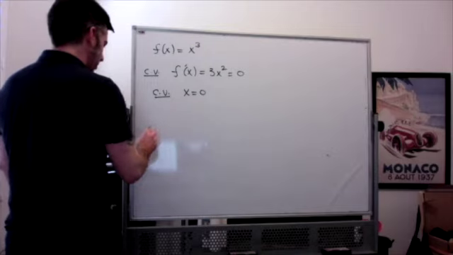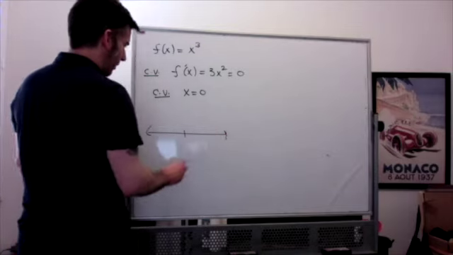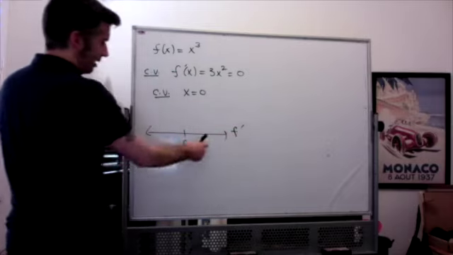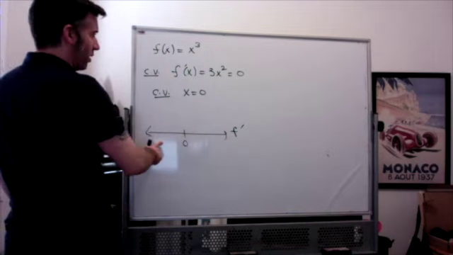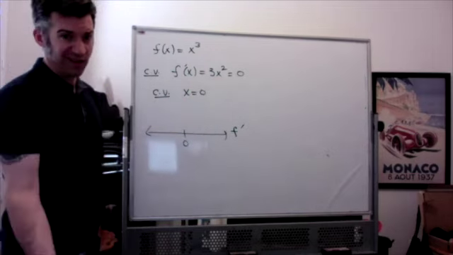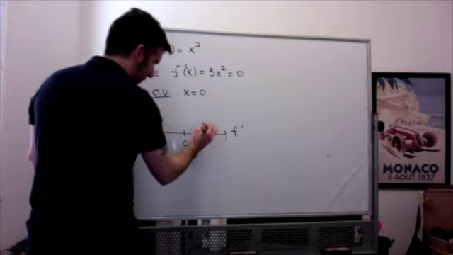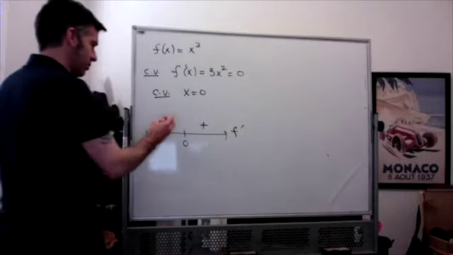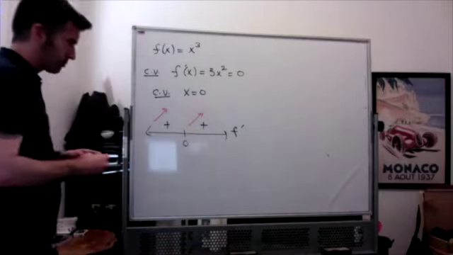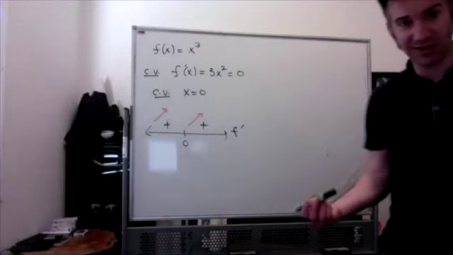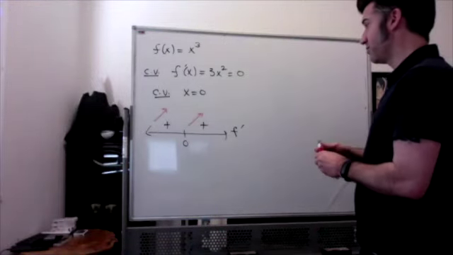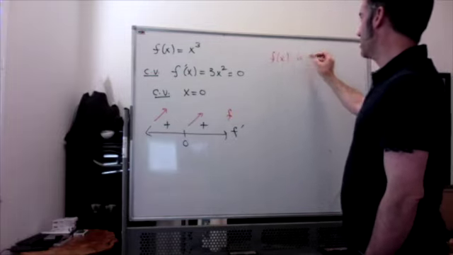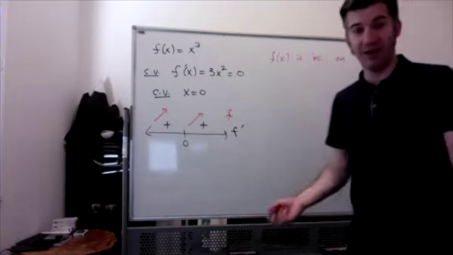So let's go ahead and make our little number line. So there's my critical value, it's 0. And then I'm looking at my derivative. And I can see that on either side, if I plug in 1 or -1, 3 times whatever I'm plugging in squared is always going to be positive. Positive here, positive here, which means, of course, my function is increasing, much like the previous example. Okay, but now here's the difference. This function, f of x, is increasing on what interval?